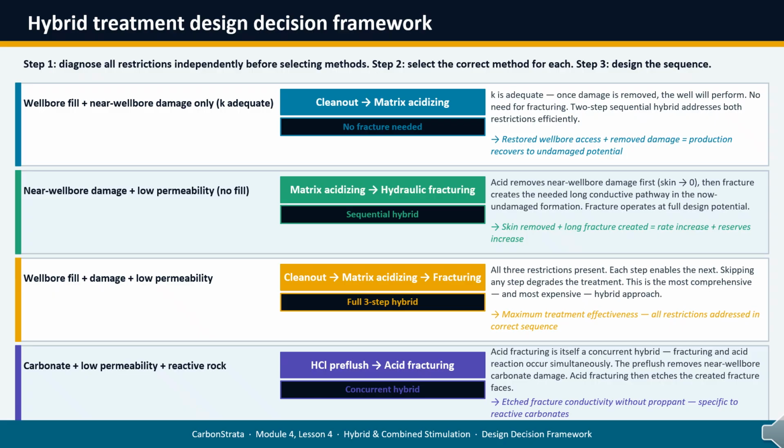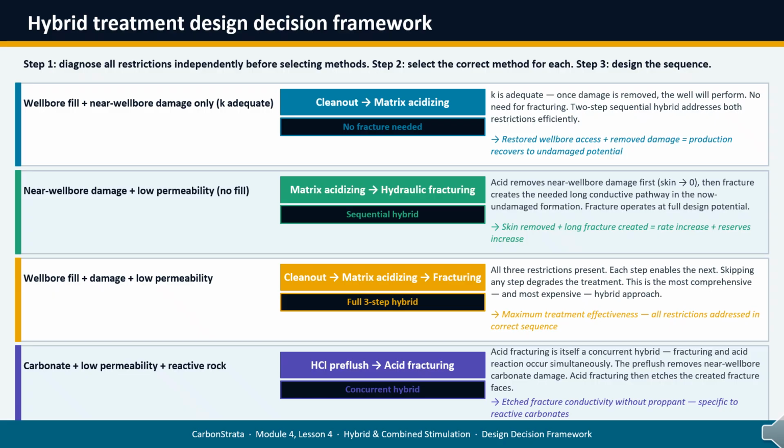Now third scenario. Fill, damage, and low permeability. All three exist. Now every method depends on the previous one. First remove obstruction. Then remove damage. Then create flow. If any step is skipped, the next one loses effectiveness.